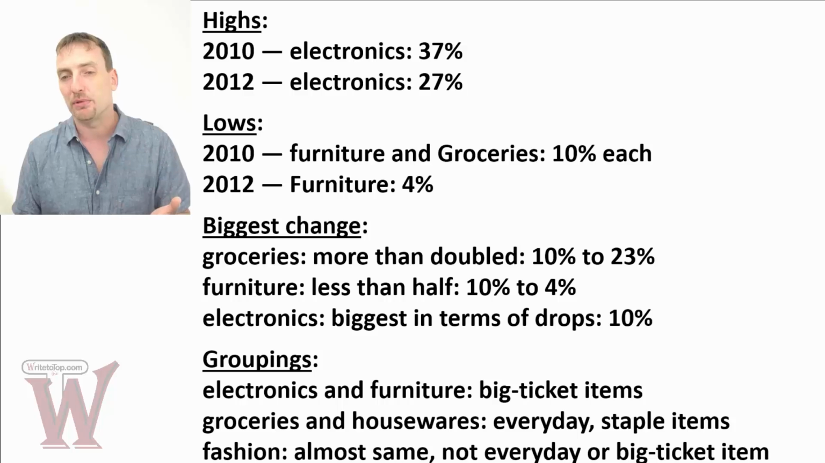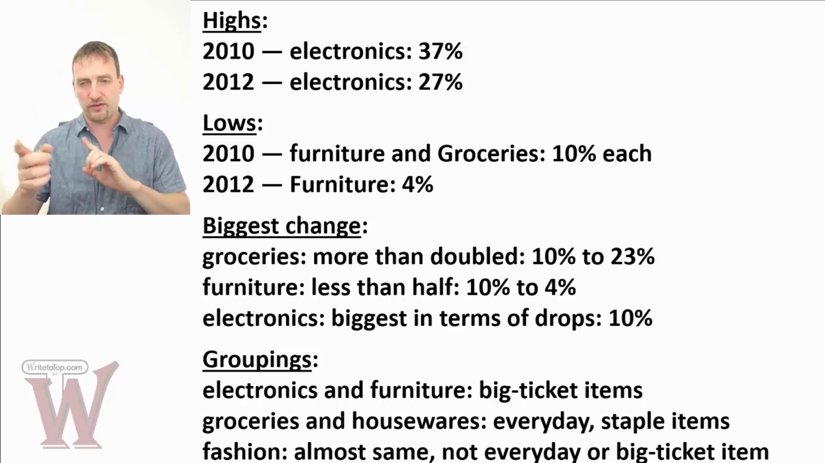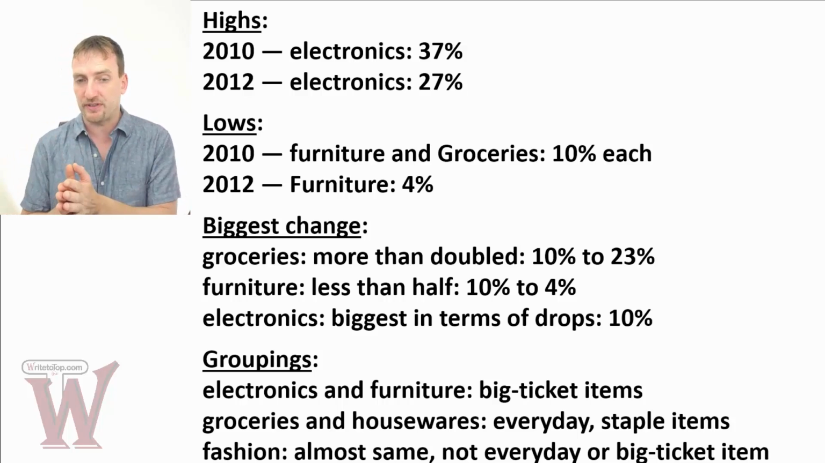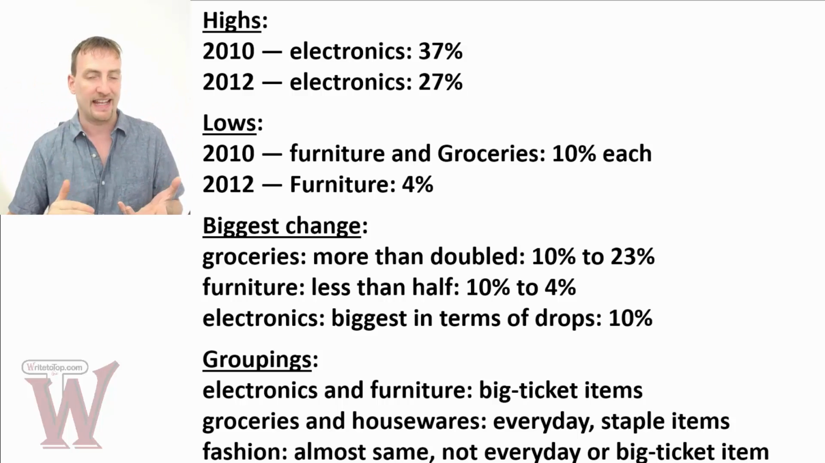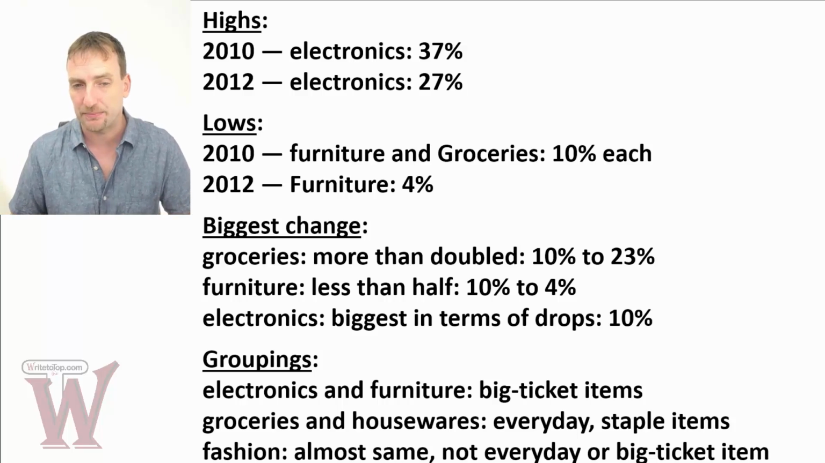The biggest change over the span of the pie charts: groceries more than doubled in sales from 10 to 23. Furniture went down to less than half, from 10 to 4. Electronics, although these two both doubled, okay, in terms of the biggest drop, electronics had the bigger drop, 10%. Furniture had the biggest relative drop, less than half, but electronics actually went down 10% to furniture's 6%.